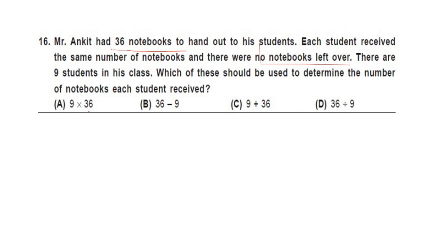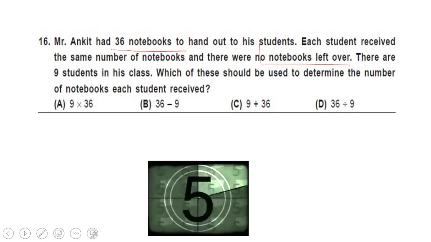Is it A, 9 times 36? Is it B, 36 minus 9? Is it C, 9 plus 36? Or is it D, 36 divided by 9? Your time starts now.